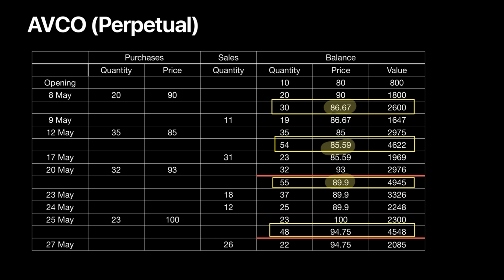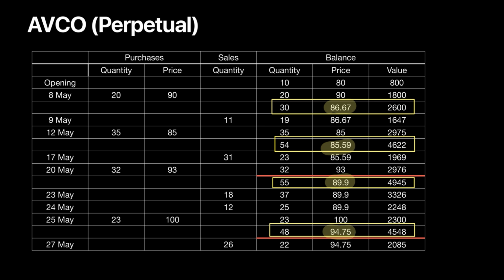Now on 23rd and 24th, you're selling. Just simply subtract it. 55 minus 18, 37 units. 37 minus 12, 25 units. And they will stay at the average price, 89.9. On 25th, you buy 23 units at 100. That gets added, 2300. Recalculate your average price, which is 25 units plus 23, that's 48. Dollar value 4548. And if you divide that, you get your average price, 94.75.